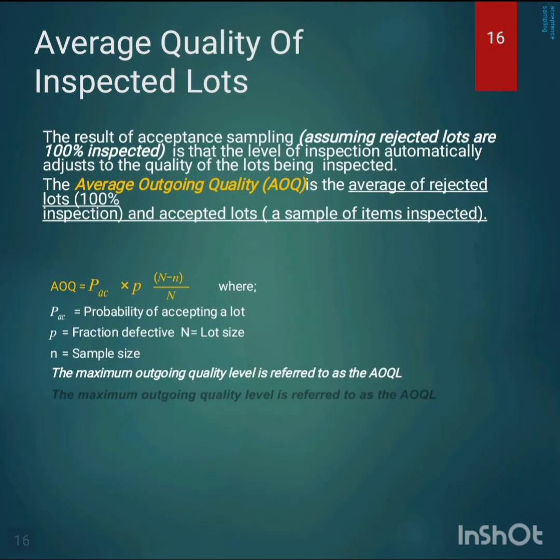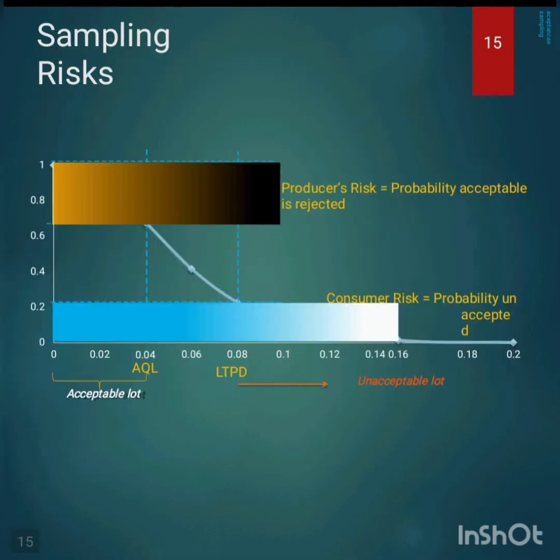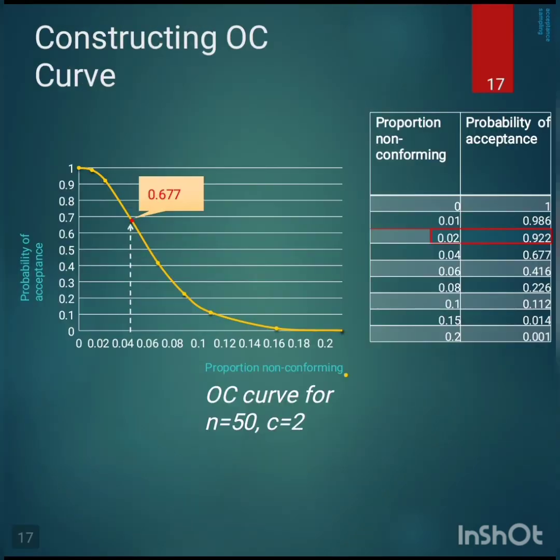Based on the data collected from this process, the average outgoing quality, AOQ, is calculated. It is nothing but the average quality of the lot after inspection. It is obtained by the product of the probability of an accepted lot and the fraction defective. The formula for calculating the AOQ is clearly explained in the slide. The maximum outgoing quality level is referred to as AOQL. With these data, the operating characteristic curve is drawn with defectiveness on the x-axis and probability of acceptance on the y-axis.